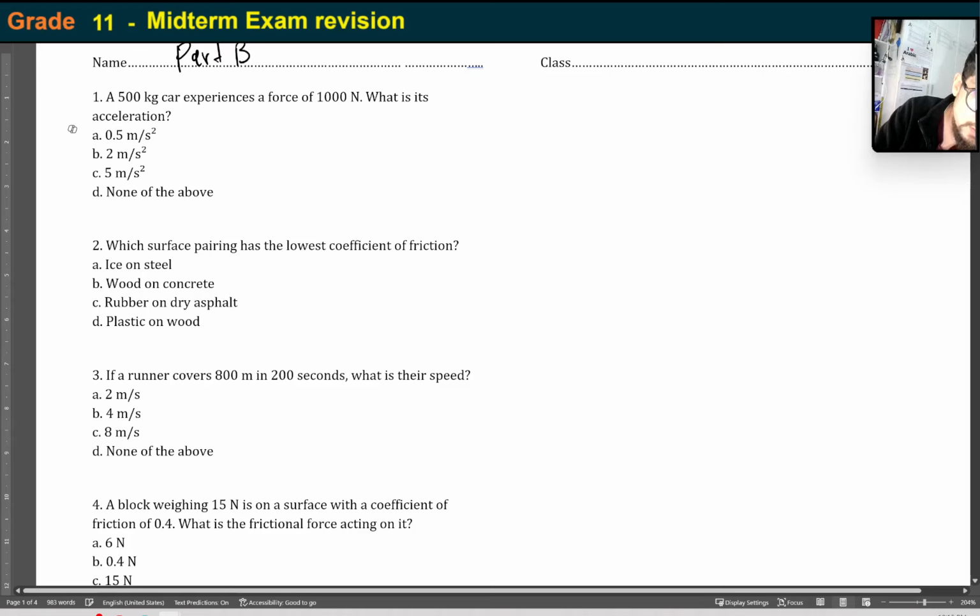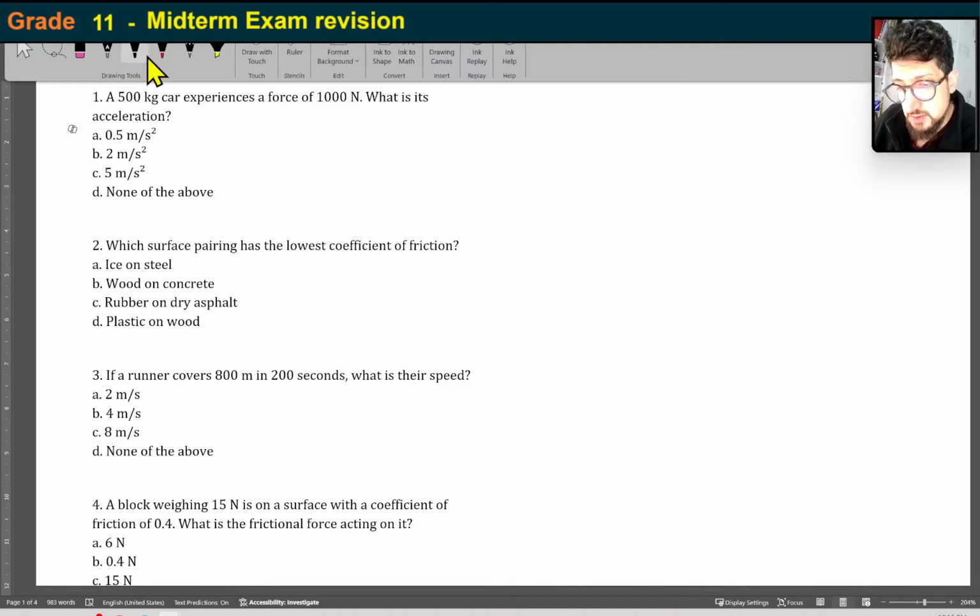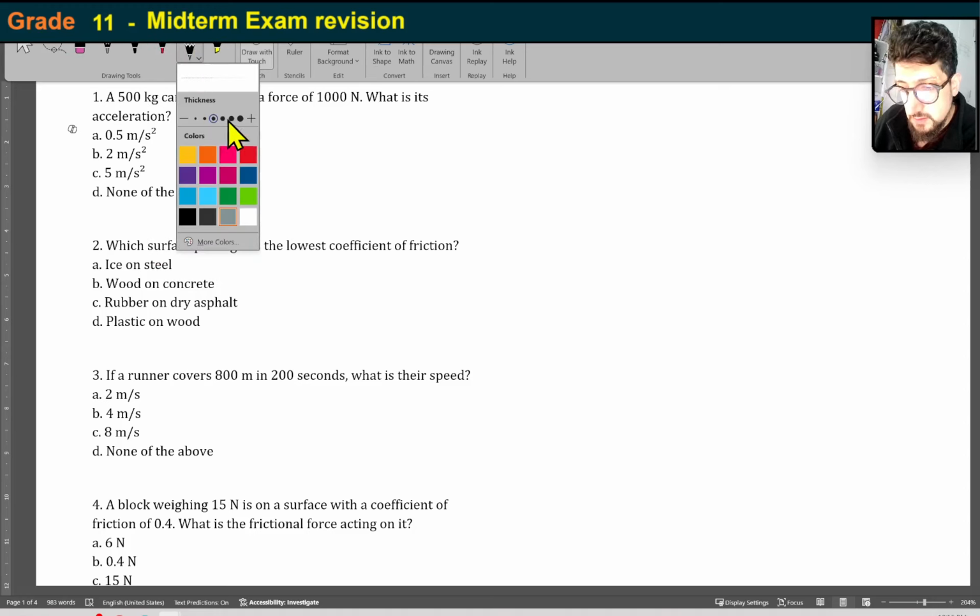Part B. Black doesn't seem like a very good color, so let's change that. Let's see if we can. Oh, pencil? Really? Oh, that's awesome.